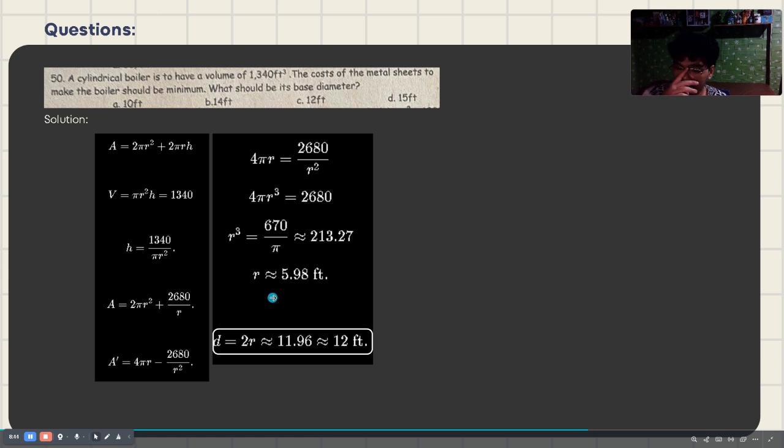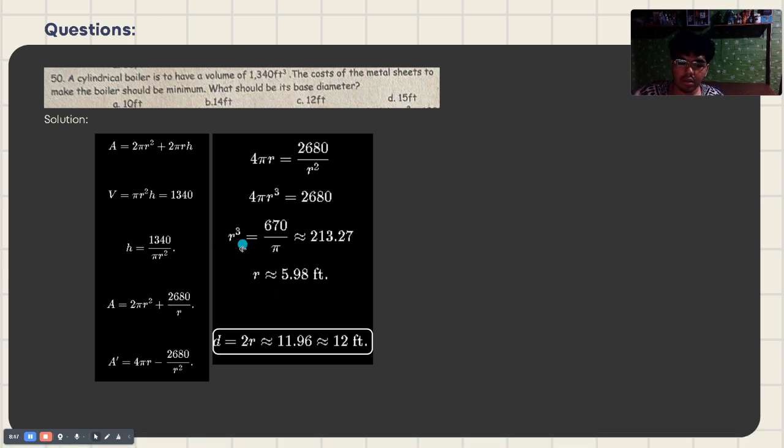To get the radius, we can shift solve, or take the cube root of 213.27 to get the final answer for the radius, which is 5.98 feet. Then after getting the radius, multiply by 2 to get the diameter, which is 11.96 feet, or convert to 12 feet. So the correct answer is letter C, 12 feet. Okay, that is the base diameter.